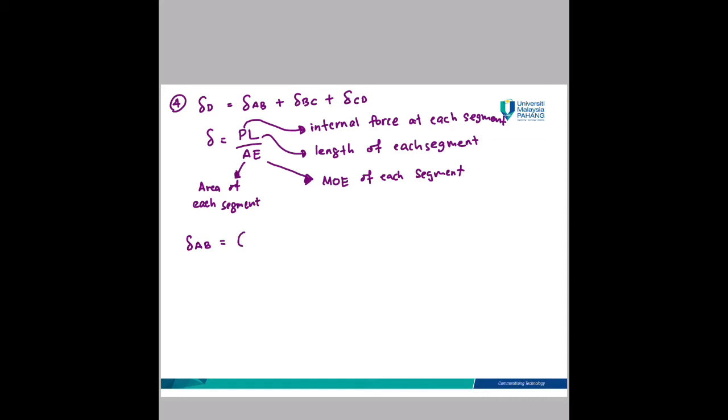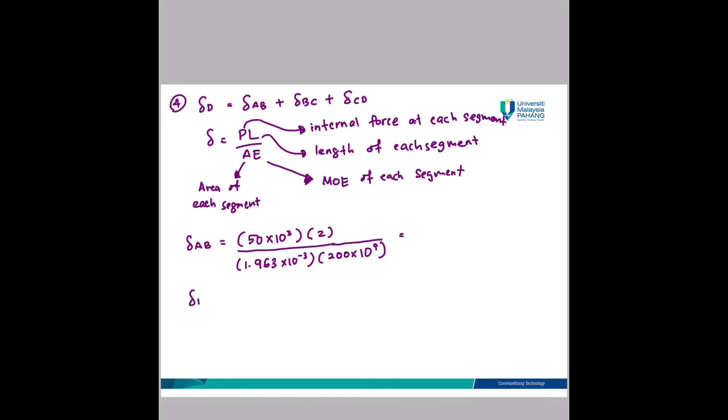P for AB is equal to 50 times 10 power of 3, remember kilo is power of 3, times 2 meters, the length of segment AB. Area we already calculated earlier, 1.963 times 10 negative 3, and MOE, modulus of elasticity, is equal to 200 times 10 power of 9. Then you get the answer.